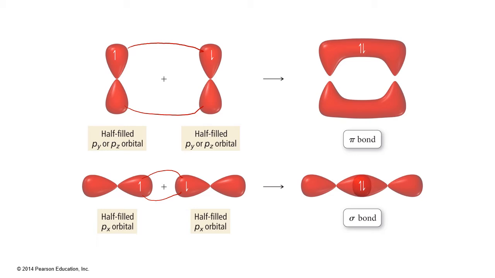So the only instances where we form pi bonds are if we have unhybridized p orbitals that overlap shoulder to shoulder. And this happens when we form double bonds and when we form triple bonds.